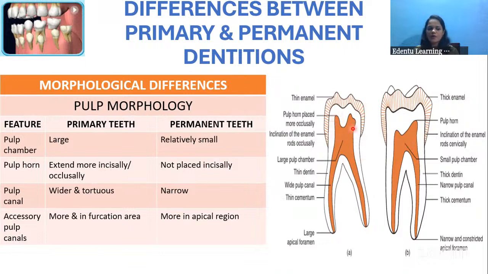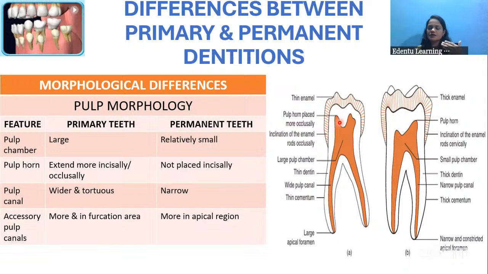Okay, these pulp horns extend more incisally, or more occlusally, here. You can see that the pulpal horns are pointing more towards the enamel area, whereas they are less pointing towards the enamel or the dentinal surface. This is very important while preparing cavities in the primary tooth.